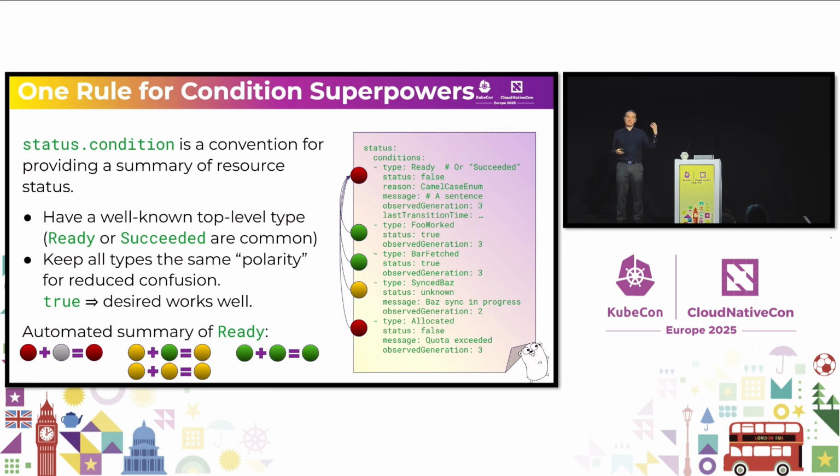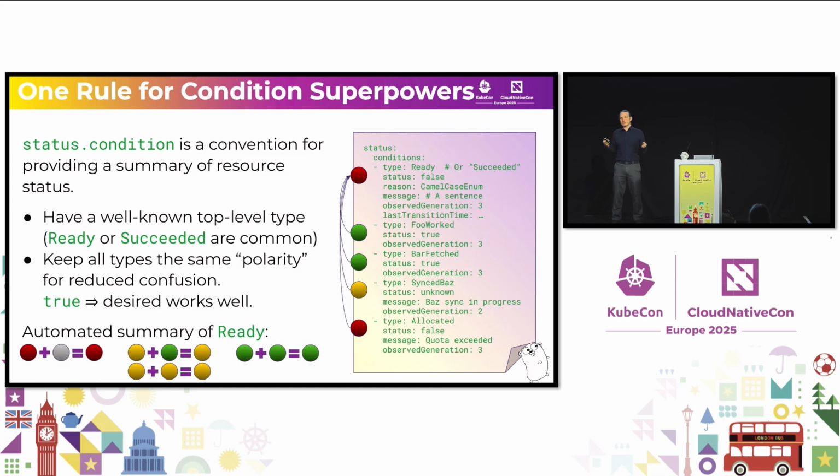First of all, have a top-level thing, a summary for humans or dashboards. Ready and succeeded are the two that I recommend. Ready if it's an ongoing thing like a deployment, and succeeded if it's something like a job. Finished is not a good choice because you don't know, was it a happy finish or an unhappy finish? Succeeded is real clear about, did I get to the place I wanted or did I not? And then all the other types use the same polarity.